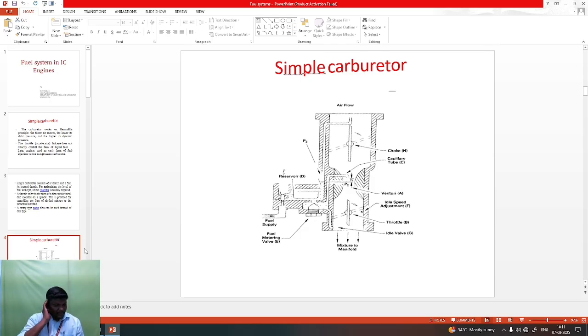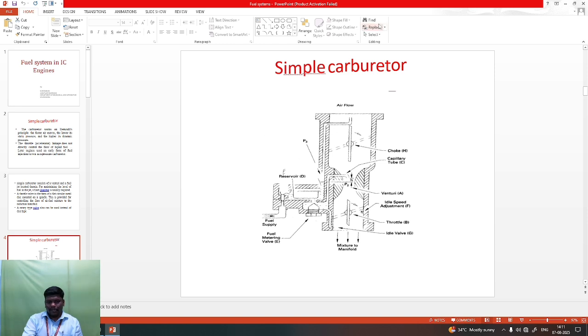This is a schematic diagram of the simple carburetor. Here we can see the fuel supply line at the left corner, the starting point. It goes to the reservoir, which is the fuel tank or carburetor float chamber. In the float chamber there is a floating device, which can be rectangular, square or hexagonal in shape. Then we have a choke, a venturi type passage, a throttle and the mixture manifold.